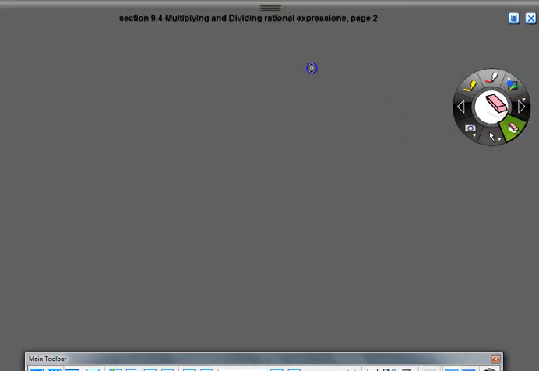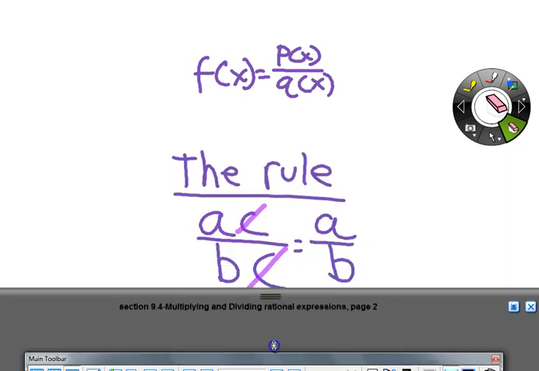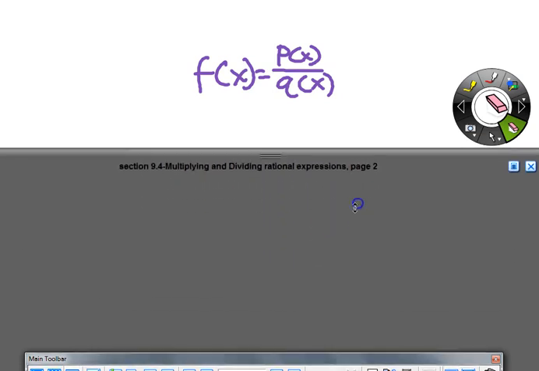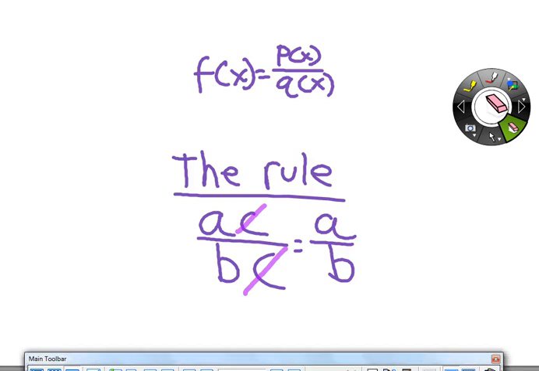So, we have a rule. I'm going to call it the rule for today. The rule is this. If I have some function, f of x equals p over q, like this, where p is a polynomial and q is a polynomial, I am going to be able to cancel things, provided I have the following with the rule here.